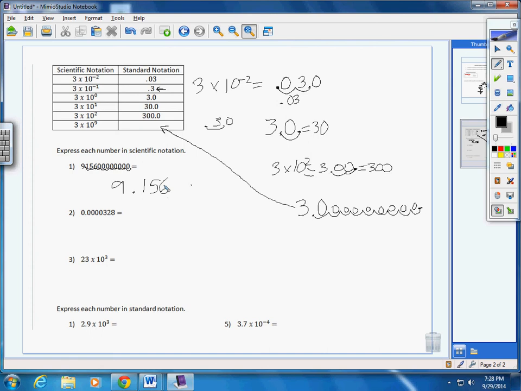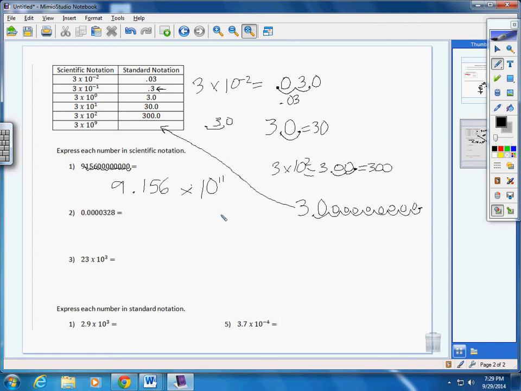9.156 is a number that's between 1 and 10, so I knew that's where the decimal point had to stop. So 9.156 times, and now I need a power of 10. So 10 raised to what exponent? That's where you come back to, how many spots did I move that decimal point over? You all are thinking, well, you moved it over 11 spots. So it's 10 to the 11th power.